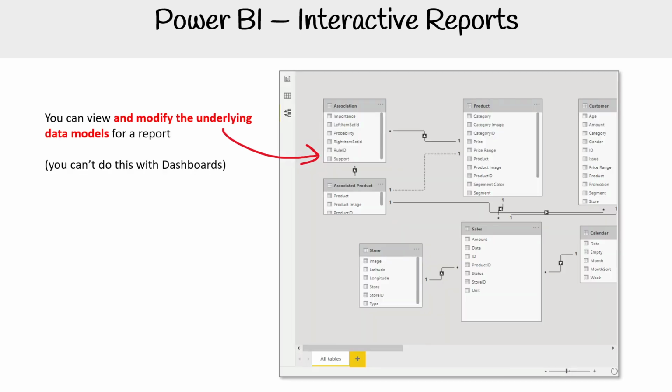When you're looking at data modeling, it's again in Power BI Desktop. You can see the relationships between models and modify them and do things with them. Again, you cannot do this with dashboards. And that's a key thing you need to understand between the interactive reports and the dashboards.